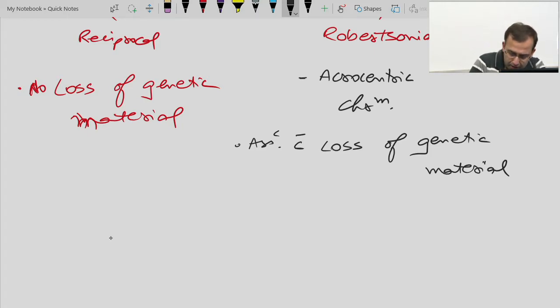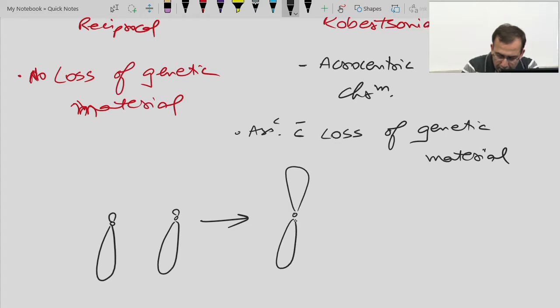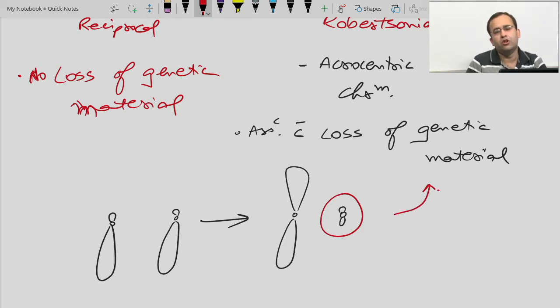So what do we mean by this? There is a very short arm and a very long arm. So when translocation occurs, it leads to the formation of a very large chromosome and a very small chromosome. This small chromosomal genetic material is lost. This is Robertsonian translocation. Next point: in Downs, it can be associated with Robertsonian translocation between 14 and 21.